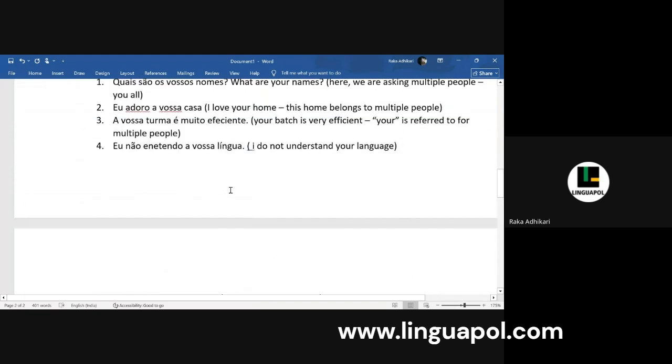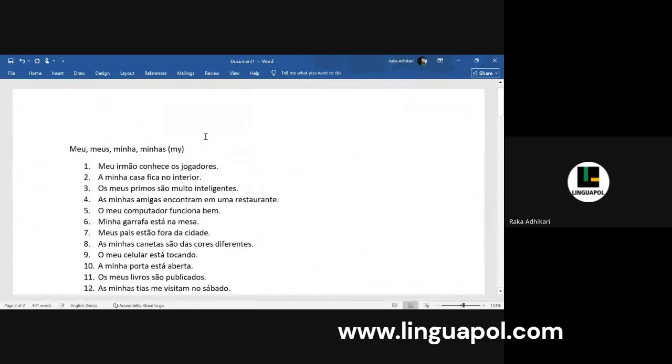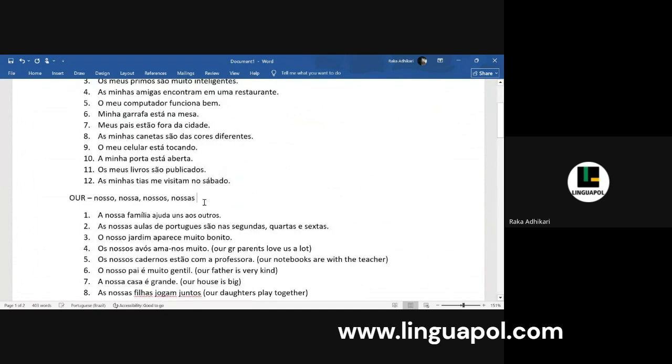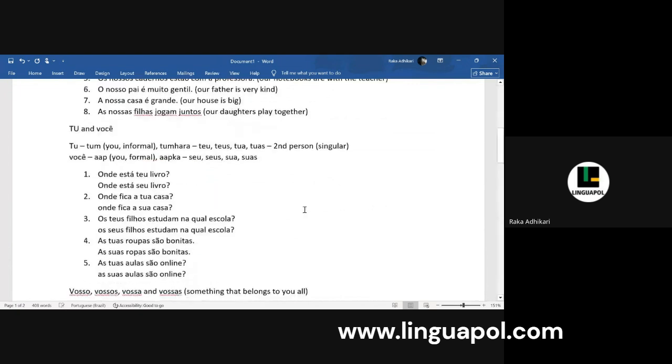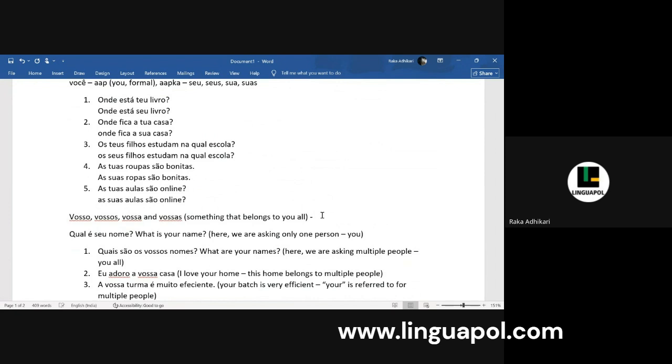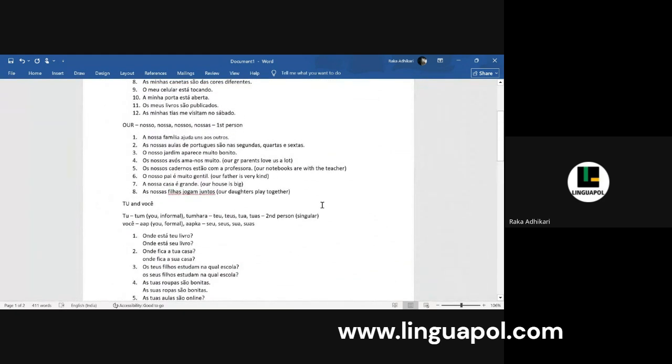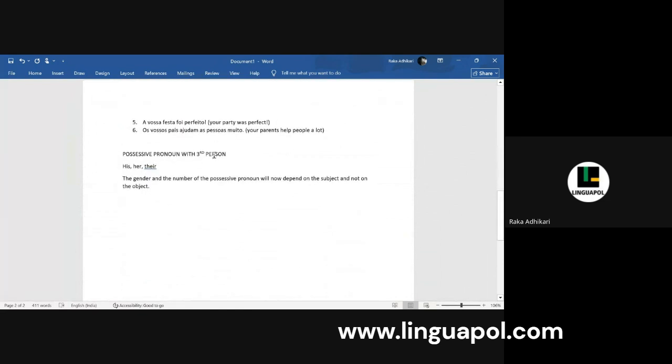Before I come to this, I want to make it clear that till now we have learned the first person. Again, this one was also first person. And the rest of the two are second person. Both tu and você are second person. This was singular. And then vosso, vossa, this is also second person but plural. So the conclusion is, till now we have learned about first person and second person. But now we are learning third person. So the rules of third person is very different.